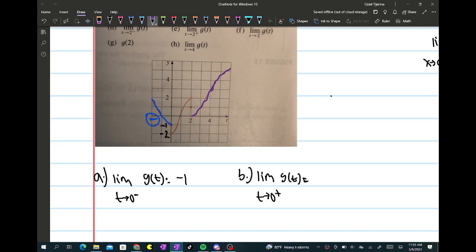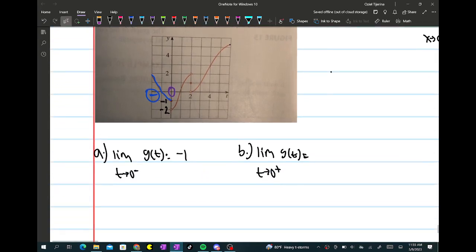So from the right of 0 here, actually, that's not that one. We're looking at this curve here, not the other one. As we approach 0 from the right, as we approach a t value of 0 in this case, we see that we're approaching -2 here.